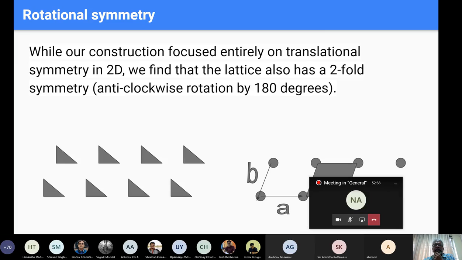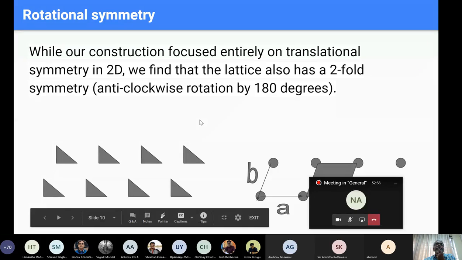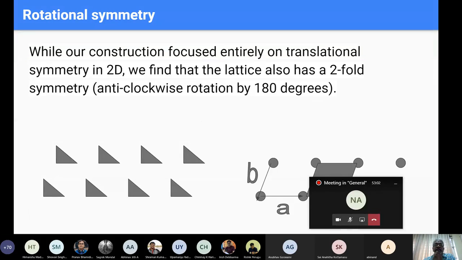Two-fold is a technical term used for n-fold symmetry. It basically means anti-clockwise rotation by 360 divided by n degrees. So it's a 180-degree rotation. It will get back the original lattice, which tells you that this arises from translational periodicity only, in 2 dimensions.